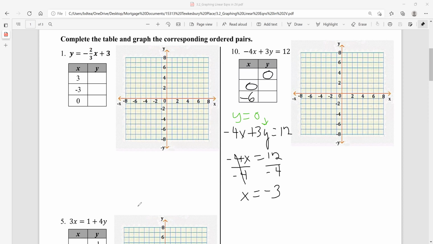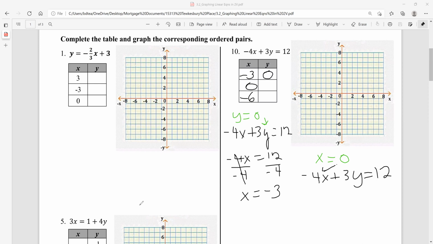So when y is 0, x is negative 3. So again, we are making up these numbers. So here, then let x equals 0. And again, the reason why I'm using 0 is because it's just easy to use. So when x is 0, we have this equation negative 4x plus 3y equals 12.